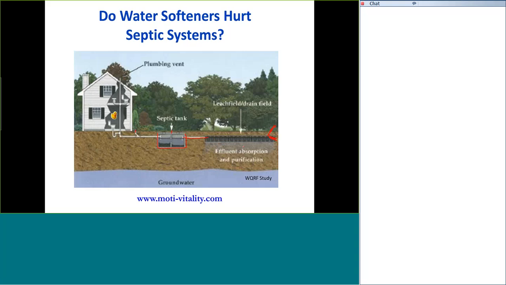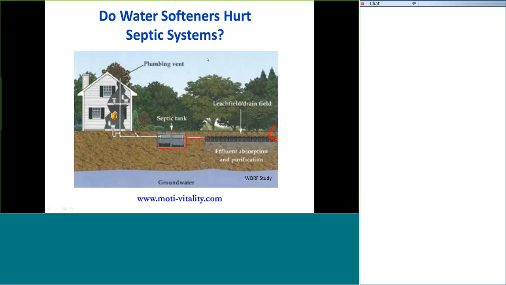This is one of the reasons, by the way, on a different topic from whether softeners hurt septic systems, that you have to be careful if you have a really heavy truck or heavy equipment. You have to be very careful about driving a big truck through a yard, because you can crush those septic system lines for sure. So you've got to be careful about that.